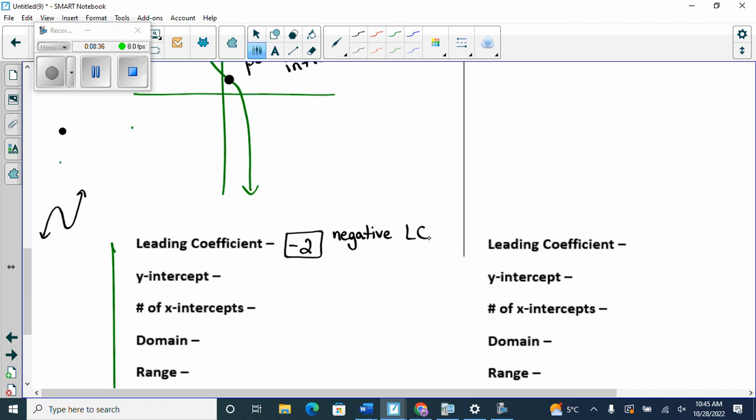Negative leading coefficient. And then because of that, the graph ends down on the right. And our graph does end down on the right. The degree tells me how it ends on the left. So this is a degree 3 function.